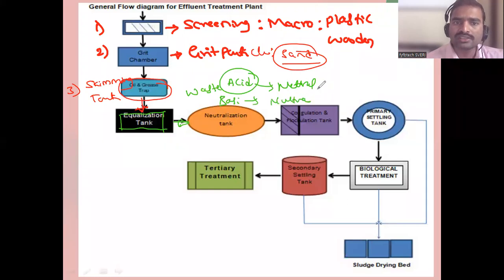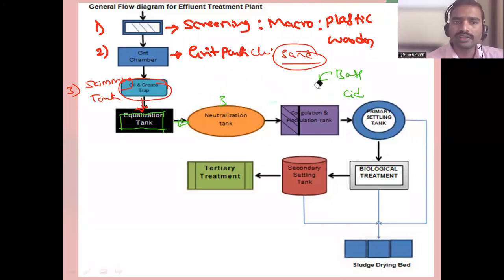So how to make it neutral? Which type of material is added in the first case? A base is added, because it is acidic in condition, so a base is added. Here it is basic in condition. Which type of material is added here? Acid will be added in the neutralization tank. Correct?